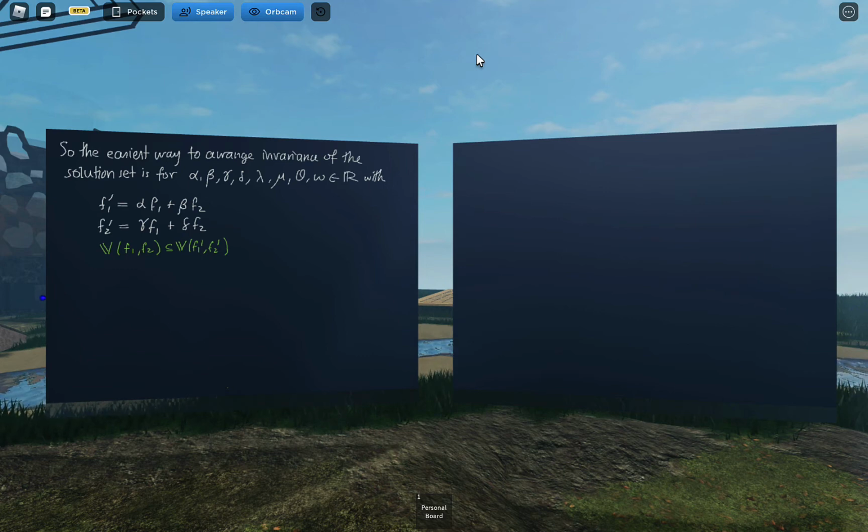And we also want the reverse. So we want f1 to be some linear combination of f1 prime and f2 prime, and f2 to be some linear combination of f1 prime and f2 prime. And that'll guarantee the inclusion in the other direction.